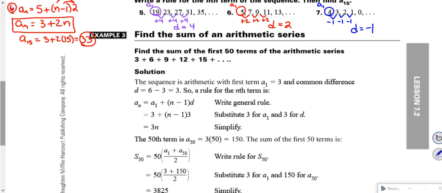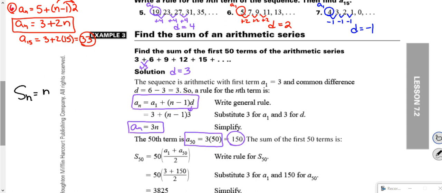So first they wrote a rule here so they could find a sub 50. So of course you can tell that your d is going to be +3, right? So then they use the formula here. They substitute in the 3 for the d, find the rule. So a sub n equals 3n. So that means a sub 50 equals 150. So then according to our formula, if you remember the formula, let me write it back over here.